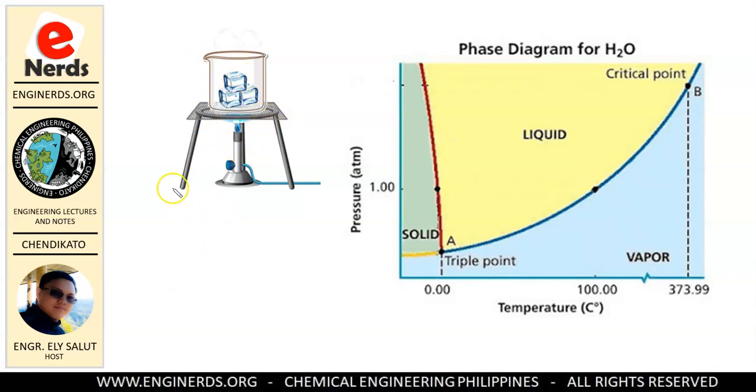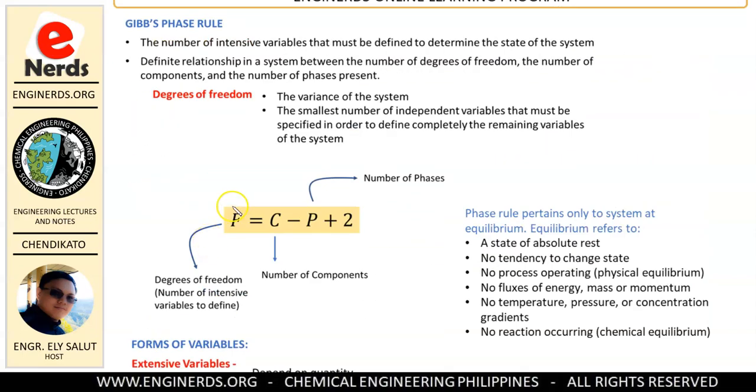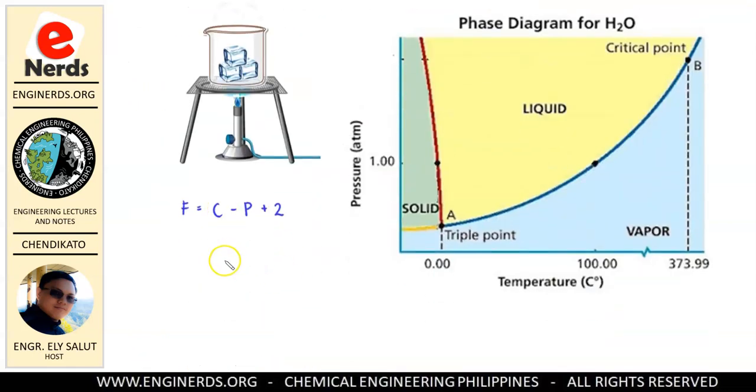So, according to Gibbs phase rule, the degrees of freedom is equal to the number of components minus the number of phases plus constant 2. Diba? Yan yung formula natin dito. F is equal to C minus P plus 2. So, sinulat lang ulit natin.